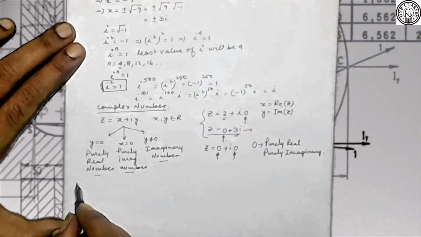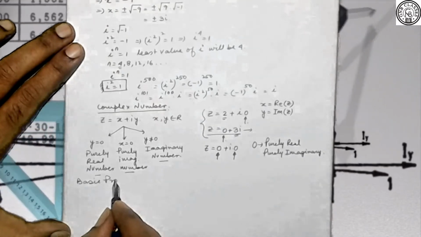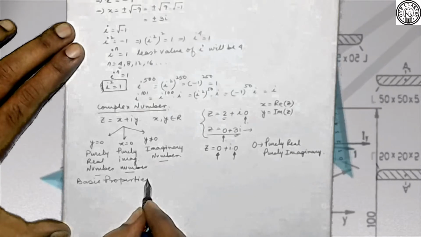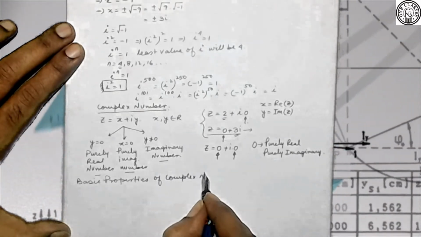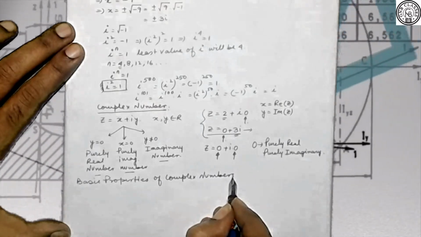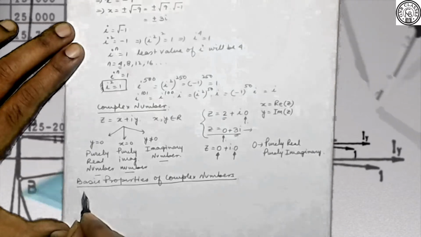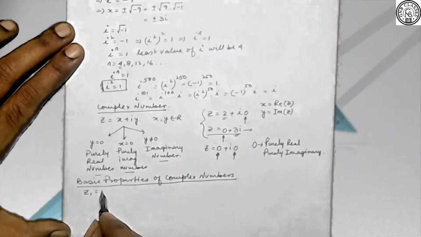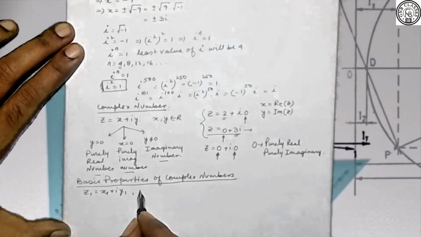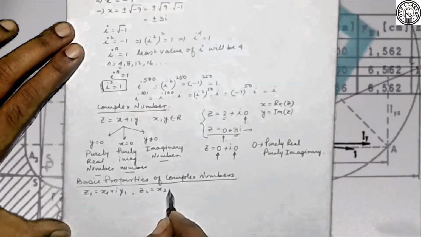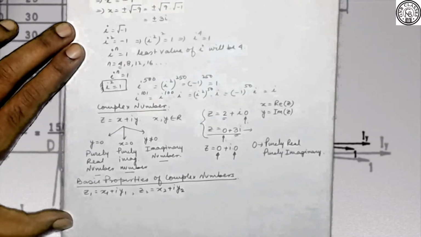Now let us come to some basic properties of complex numbers. Some basic properties of complex numbers. Let us say two complex numbers we are considering. Let us say Z1 is x1 plus iota y1 and Z2 is x2 plus iota y2. Okay, these are the two complex numbers.